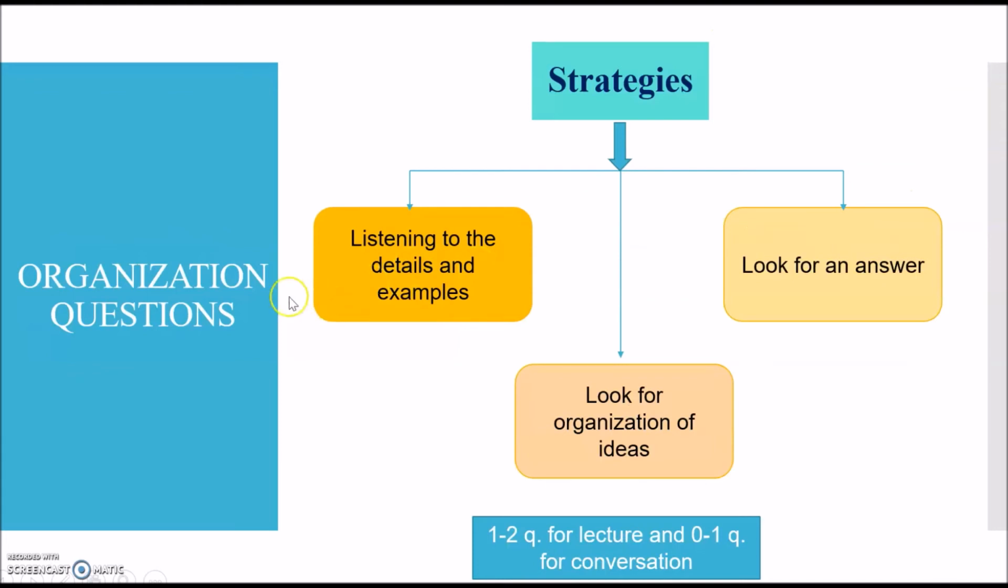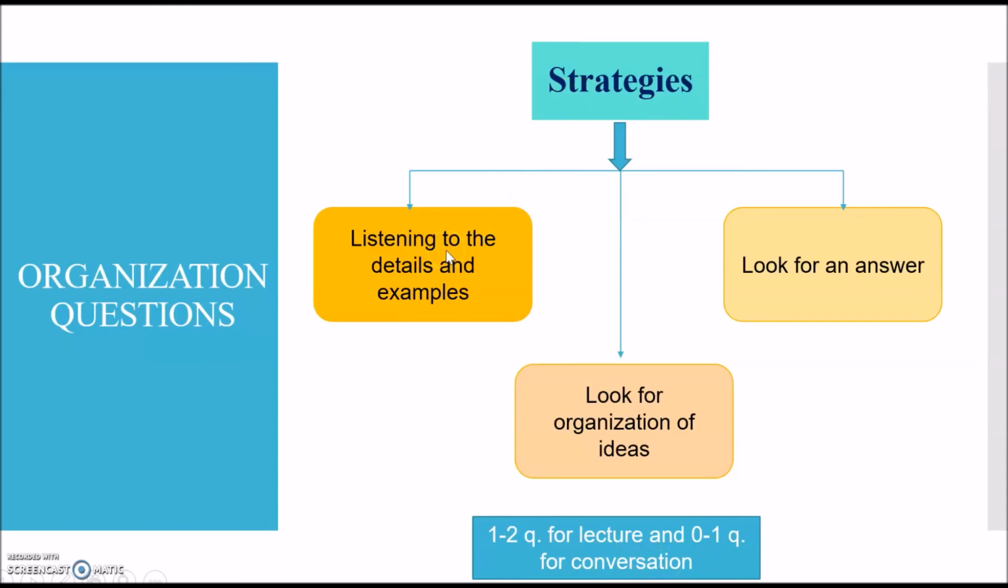Now, organization questions. We will have 1 to 2 questions for a lecture and 0 to 1 question for a conversation. The strategies.